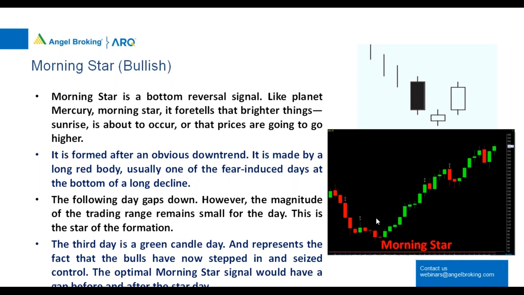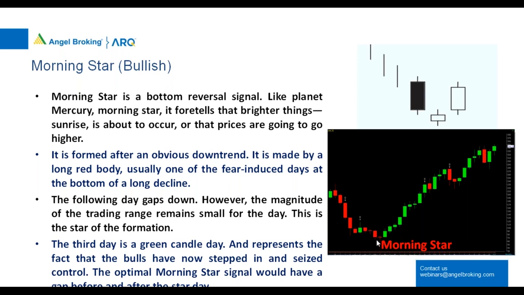So a morning star is like the planet Mercury. It foretells that brighter things, sunrise, is about to occur, or that prices are going to go higher. So if a morning star is formed after a major correction, it is a sign that a bottom is being formed and prices could rally from here. It is formed after an obvious downtrend. It is made by a long red body, usually one of the fear-induced days at the bottom of the decline. So you'll find that a major correction has happened, and then it is basically to frighten all people.